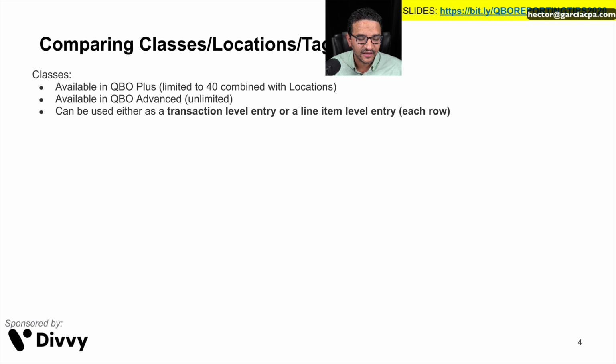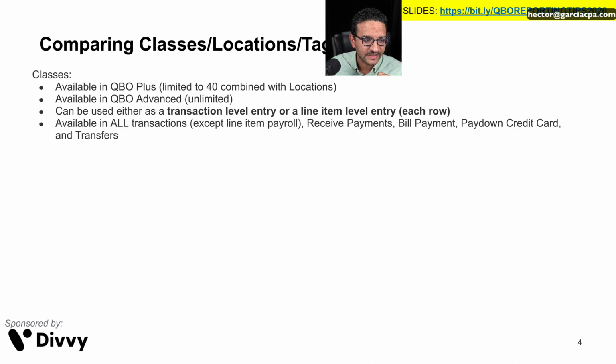Now, the really interesting thing about classes, and I think that makes classes probably the best choice for most custom reporting needs, is that it can be selected as a transaction level entry. That means it is a field that encompasses the entire transaction, or it can be toggled to a line item or a row based entry. That means that every single line item in a transaction could essentially have a different class. This is the only one of the three, classes, locations, and tags, that has this particular property. The other ones are all entire transaction only.